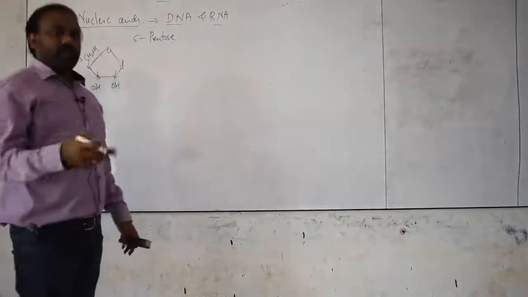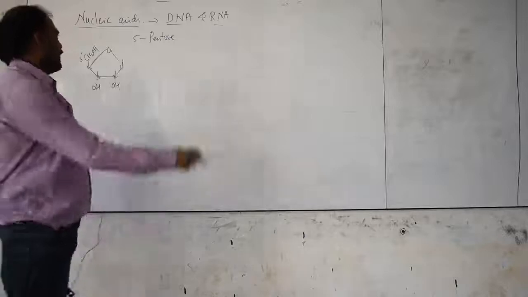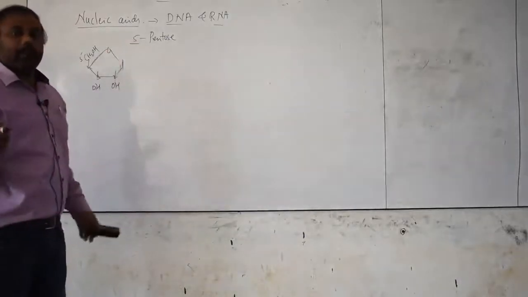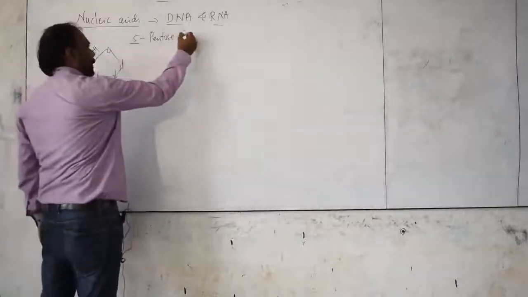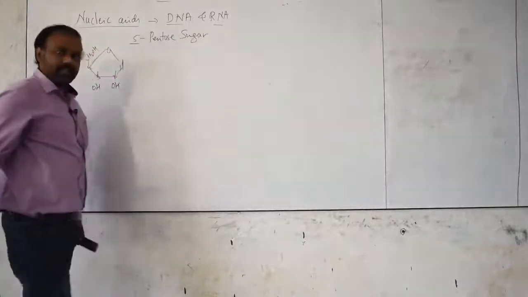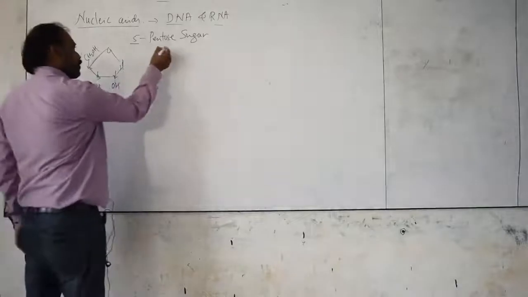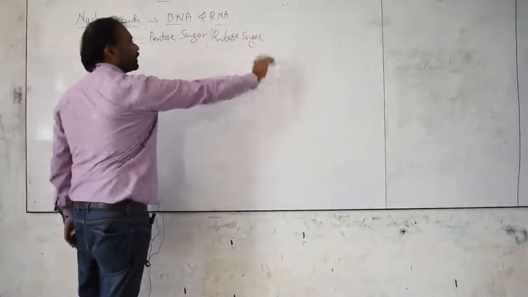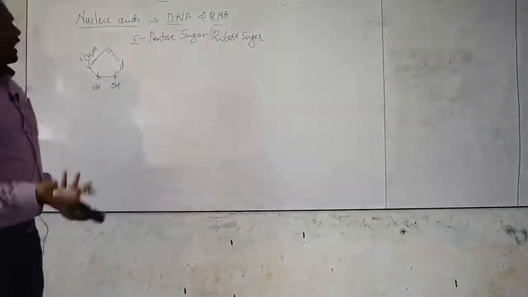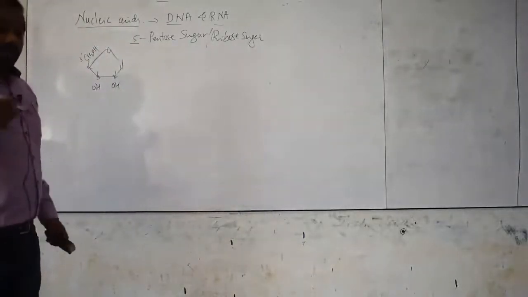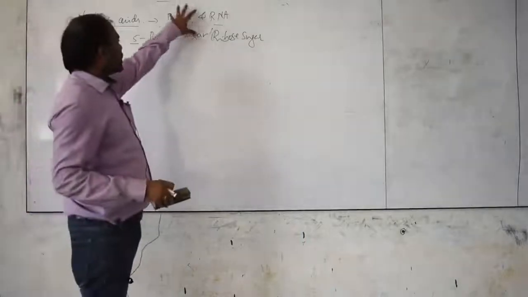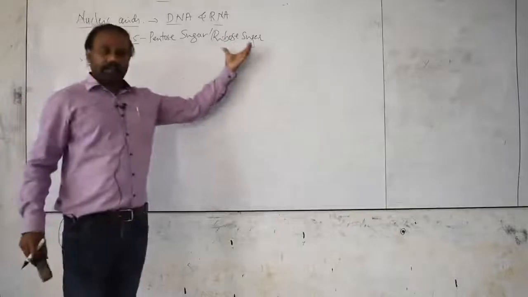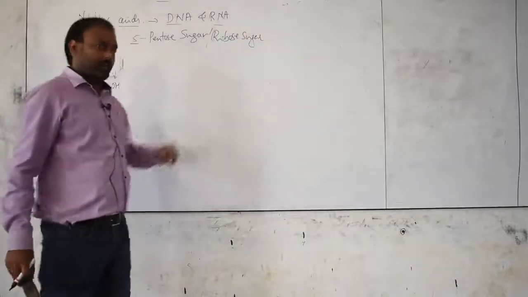Pentose, hexose, hepta. The structure which contains 5 carbon atoms is called pentose sugar. Very simple. The pentose sugar is also called ribose sugar. Clear? I mean to say that the sugar present in the DNA and RNA, or in the nucleic acid, is called ribose sugar.